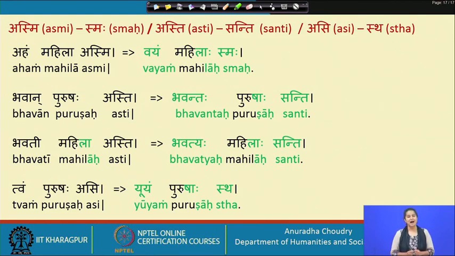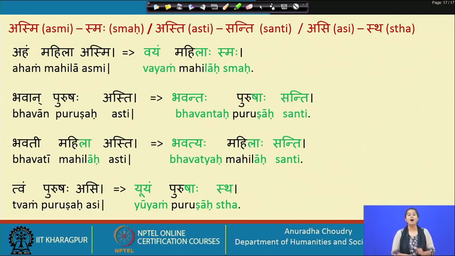Aham mahila asmi, vayam mahilaha smaha. Now if you wanted to say aham gaika asmi, it will become vayam gaikaha smaha. Uttamam. Now let's do something masculine. So if you had to say aham kridakaha asmi, it will become vayam kridakaha smaha. Uttamam. Now let's look at the second person formal.